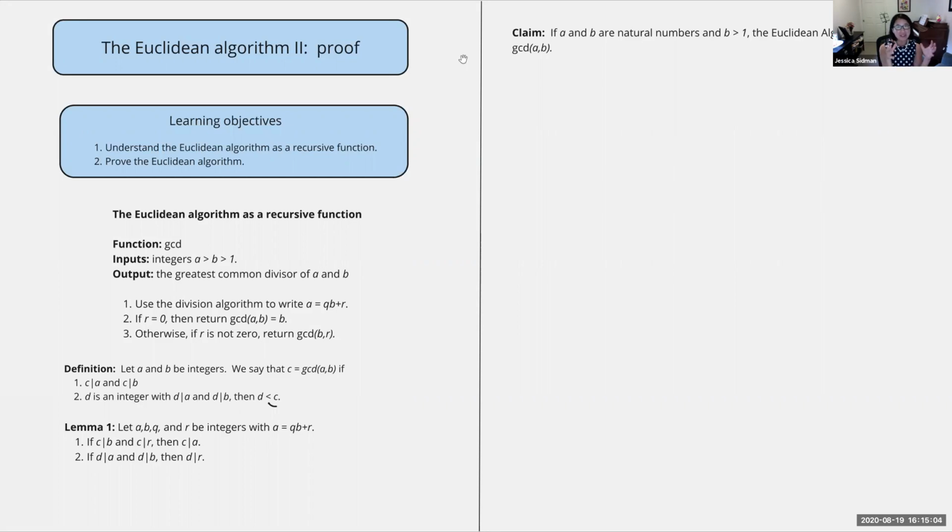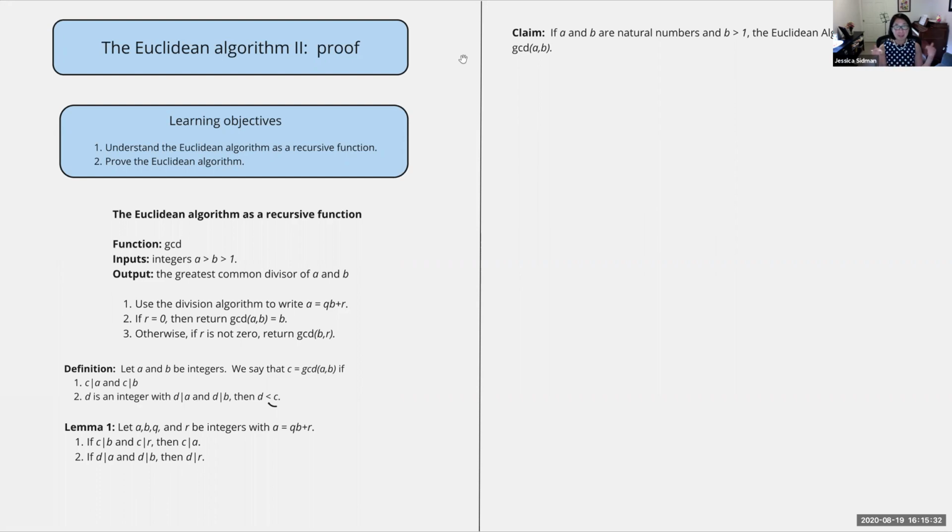So how can we understand the Euclidean algorithm as a recursive function? A recursive function is one that calls itself to solve a problem. Here you can think of the Euclidean algorithm as a function that maybe I'll call GCD. It takes two inputs, numbers A and B, where A is bigger than B, and it's going to output the greatest common divisor of A and B.